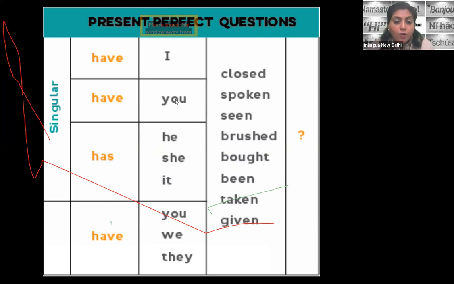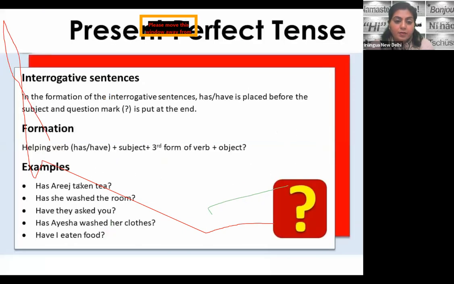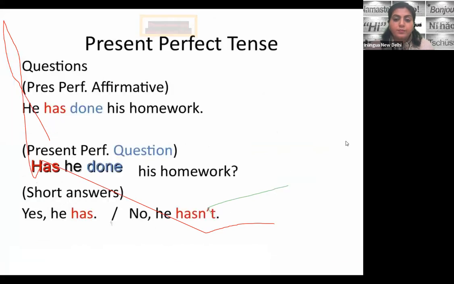Has your friend spoken to you? Have you taken English classes? It can be anything. The only thing that you need to be careful about is you need to match the have and the has according to the subject. All right. So some examples of questions. Has Arich taken tea? Has she washed the room? Have they asked you a question? Has Aisha washed her clothes? Have you eaten food or have I eaten food? Okay.